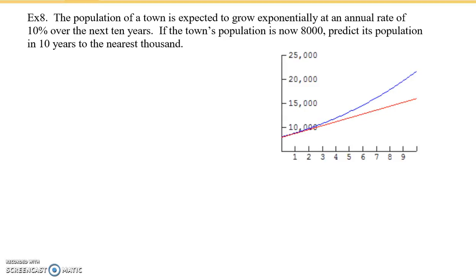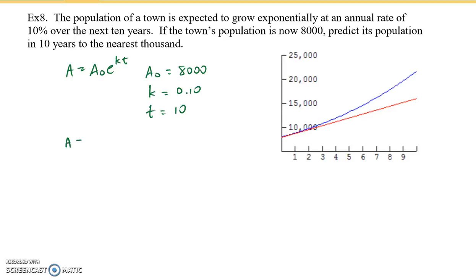So we're going to work with A equals A0 e to the kt power. Here A0 is the initial population of this town, which is 8,000. K is the growth constant, and that's given as 10%, so we would write that as a decimal, 0.10. It's kind of like an interest rate. And T is the time period that we're looking at, 10 years.